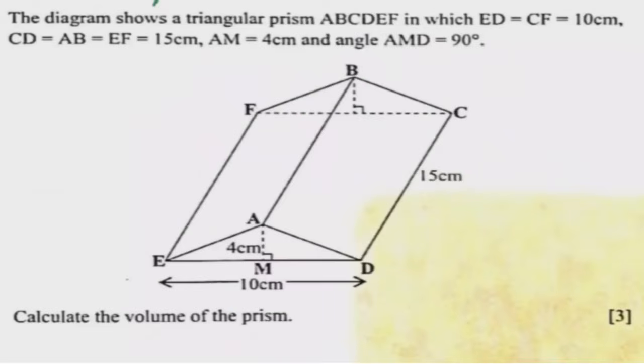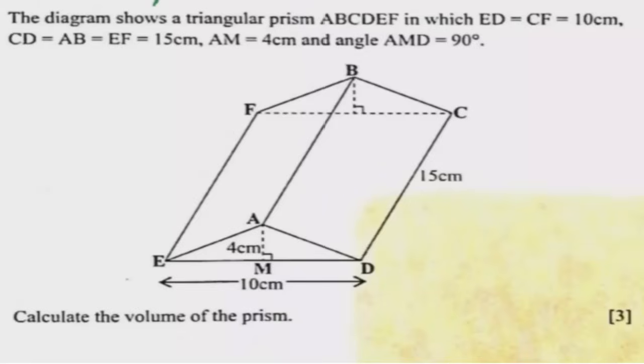Come to question 3D, which is: the diagram shows a triangular prism ABCDEF in which ED is equal to CF, which is equal to 10 centimeters. CD is equal to AB, which is equal to EF, which is equal to 15 centimeters. AM is equal to 4 centimeters and angle AMD is equal to 90 degrees.